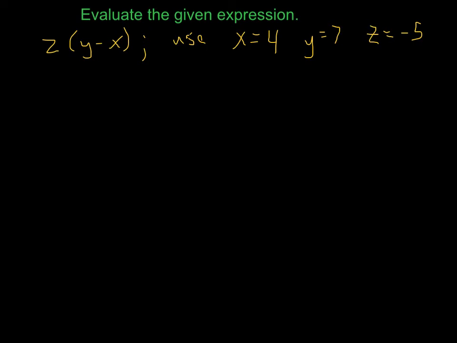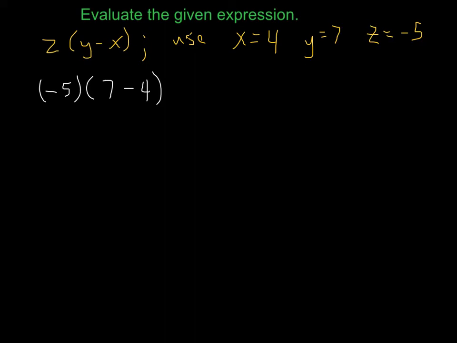Okay, so our first item of business is to read the problem right here. Z times, open parentheses, y minus x, close parentheses, where x is worth 4, y is worth 7, and z is worth negative 5. So we come over and we're going to substitute in carefully. All right, so as you notice, I put the negative 5 in parentheses. And our 7 minus 4, that was originally written inside of parentheses.